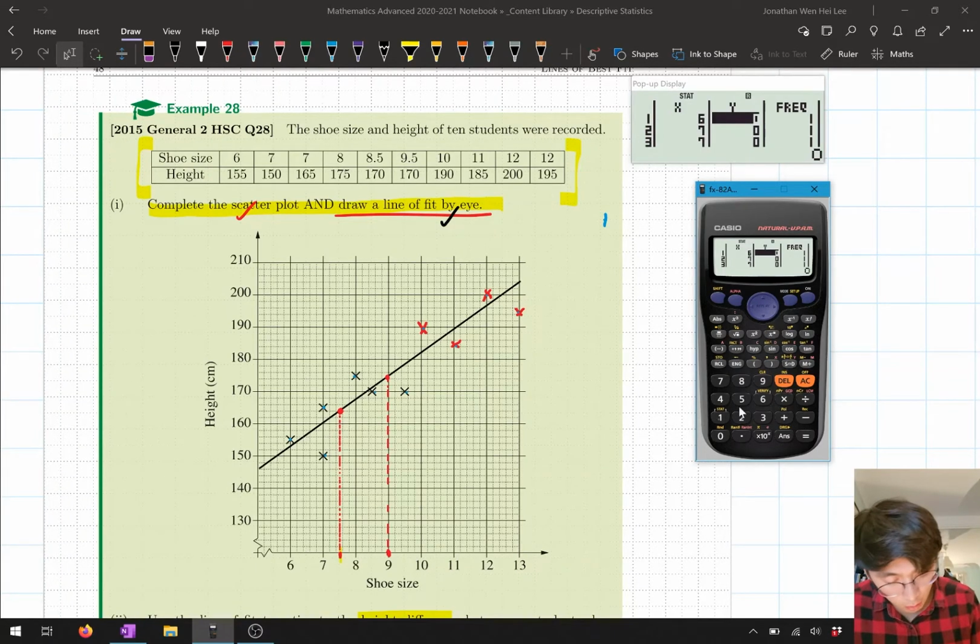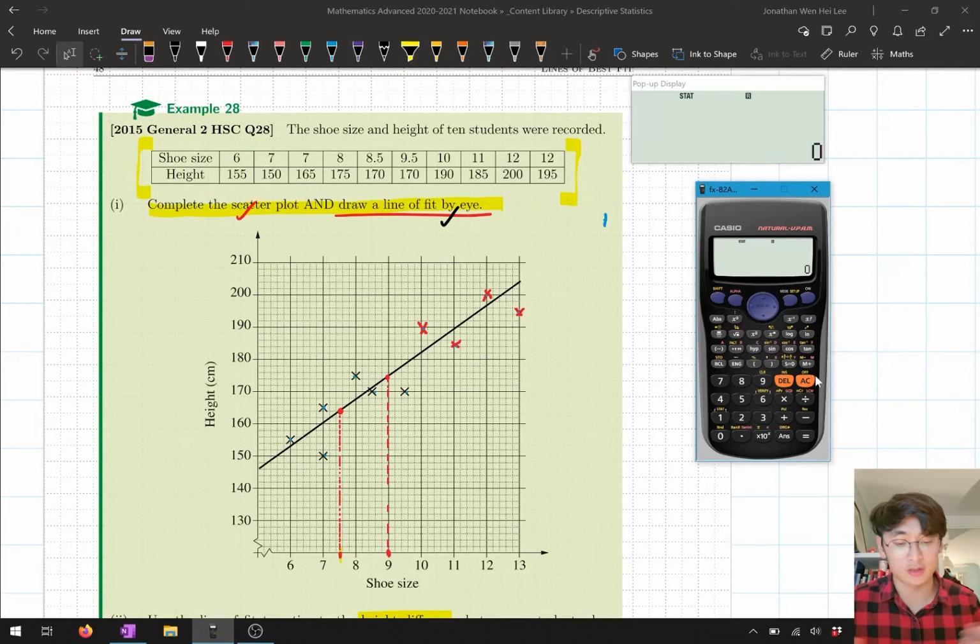Now we need the heights: 155, 150, 165, 175, 170, 170, 190, 185, 200, and 195, and they both line up. And so I've put my data into my calculator. I'm going to press AC just so I can clear the screen.